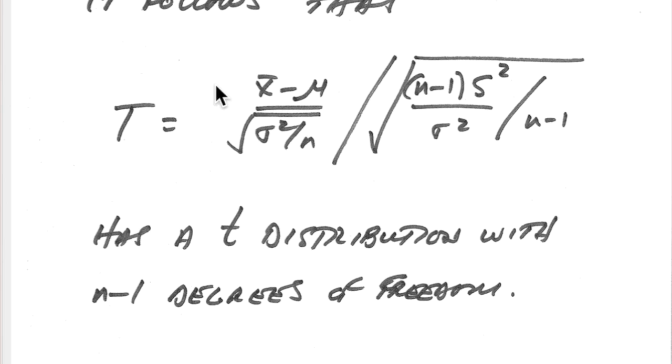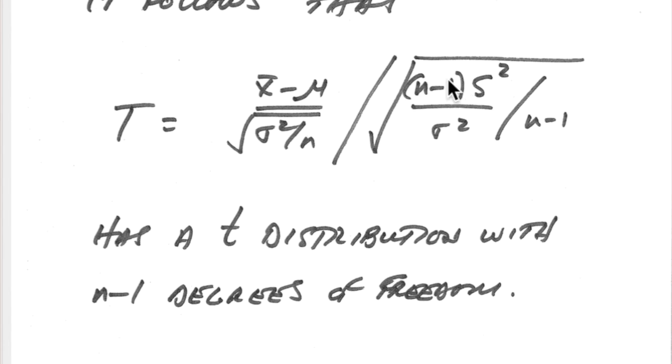This random variable here in the numerator has a standard normal distribution. Here's my division bar. And then in the denominator, I have the square root of a chi-square random variable that has n minus 1 degrees of freedom, and I'm dividing that by the degrees of freedom. By definition, we know that that random variable has a t distribution with n minus 1 degrees of freedom. But now notice that we can simplify this.